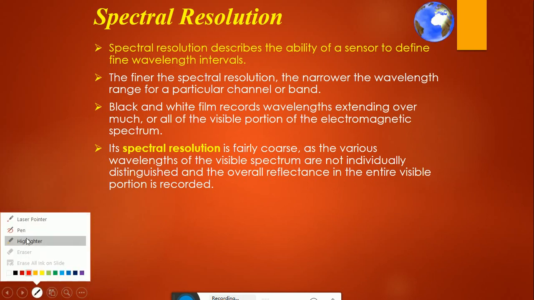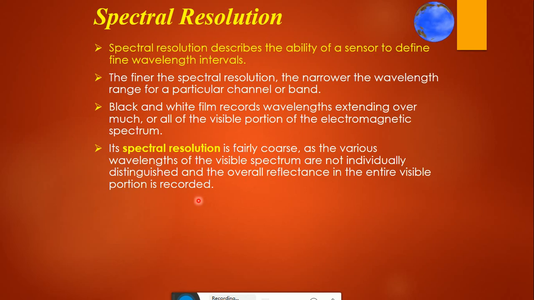Now starting with spectral resolution. Spectral resolution describes the ability of a sensor to define wavelength intervals. The finer the spectral resolution, the narrower the wavelength range for a particular channel or band. Black and white film records wavelengths extending over much or all of the visible portion of the electromagnetic spectrum. Its spectral resolution is fairly coarse, as the various wavelengths of the visible spectrum are not individually distinguished, and the overall reflectance in the entire visible portion is recorded.